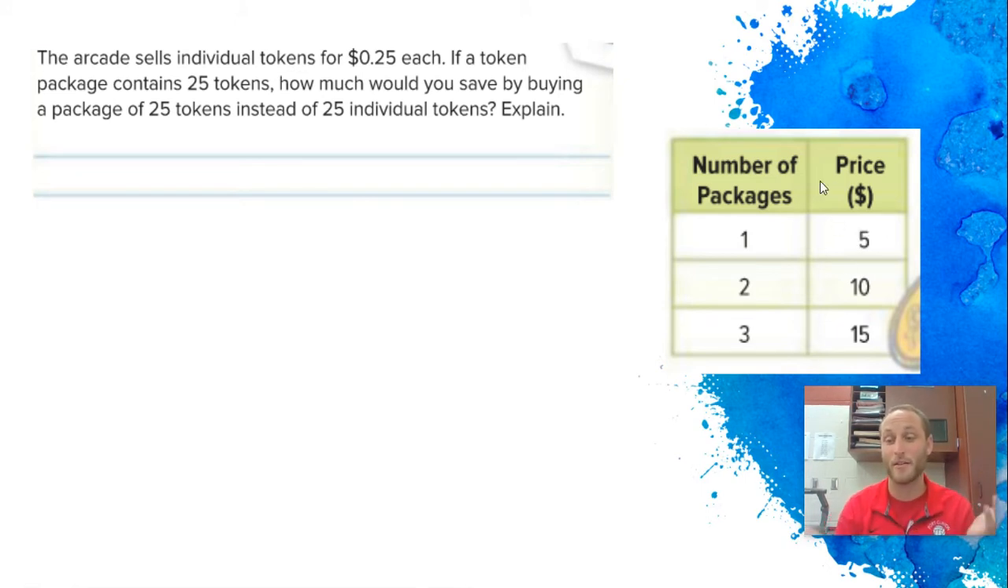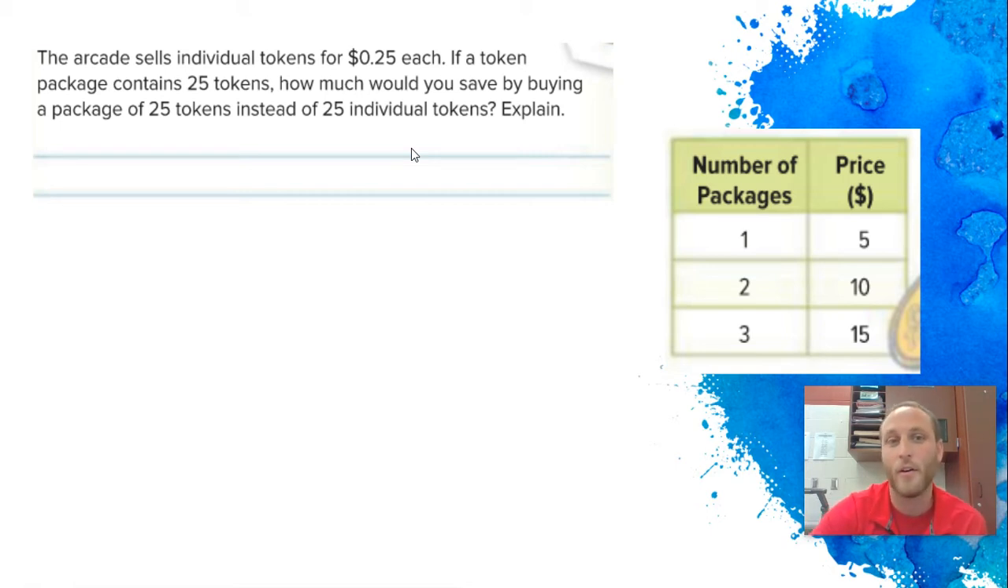It might have you compare 2 different rates to see which one's the better rate, or to see how much more money you could have saved. So it says the arcade sells individual tokens. Remember, we've been talking about token packages. They sell individual tokens for 25 cents each. If a token package contains 25 tokens, so one package contains 25 tokens, how much would you save by buying a package of 25 tokens instead of 25 individual tokens?